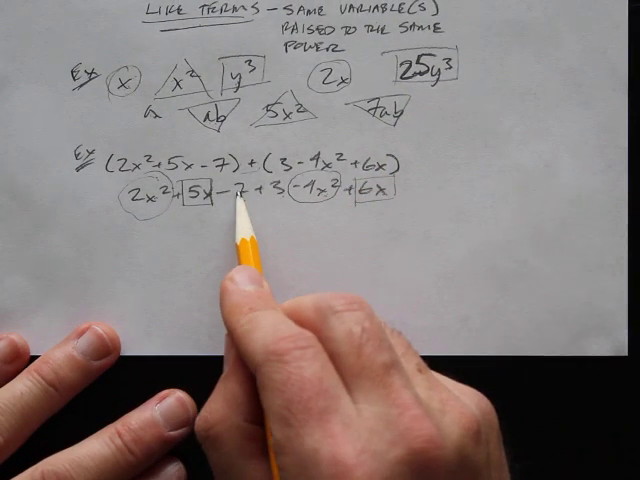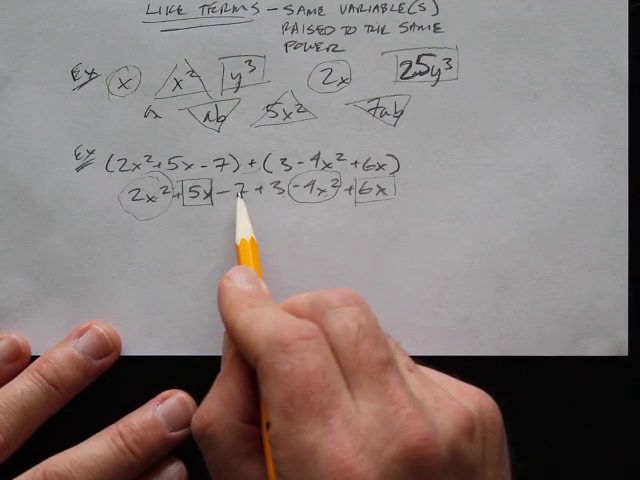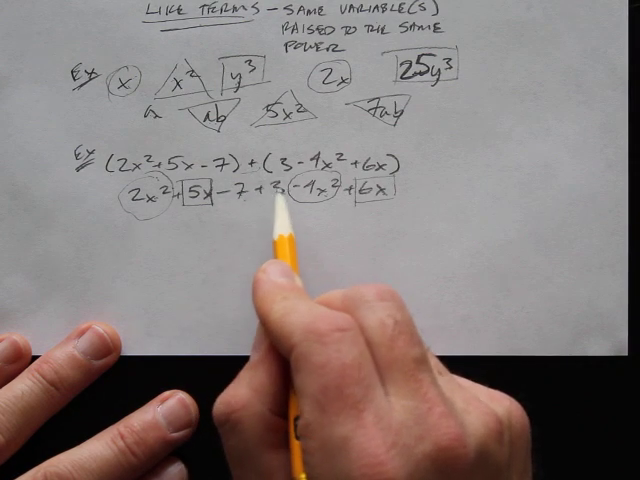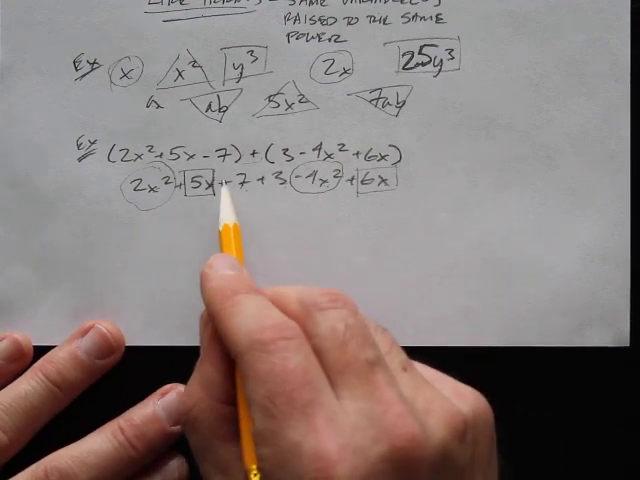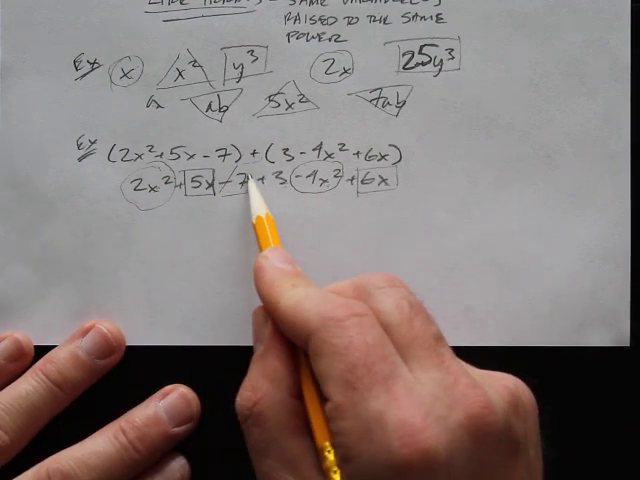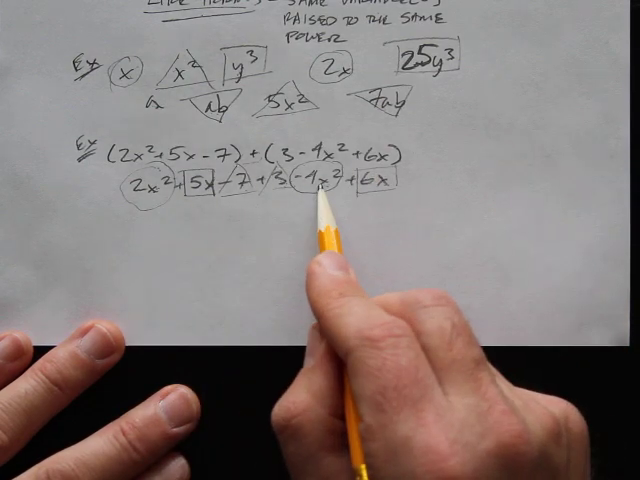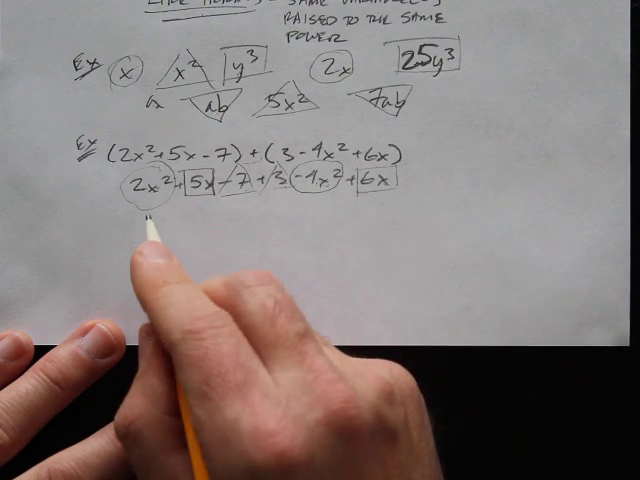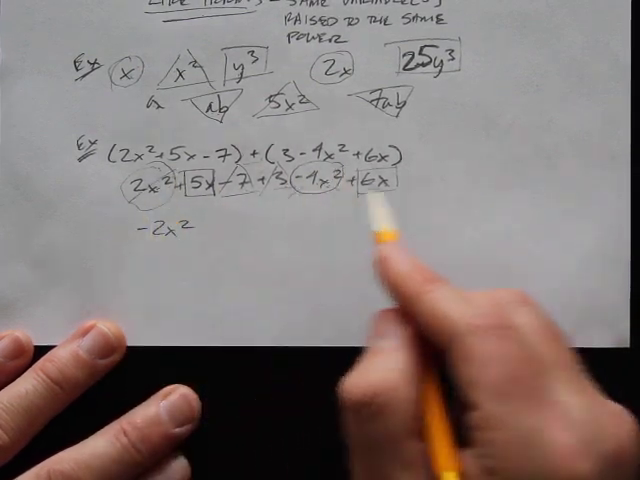And then these two do not have a variable. Negative 7 and 3, these are like terms. So we can just combine those as we know we can do already. All right, so let's start combining stuff. Should we triangle these? Okay. X squared and x squared, positive 2, negative 4, that gives me negative 2x squared. All right, those are done.